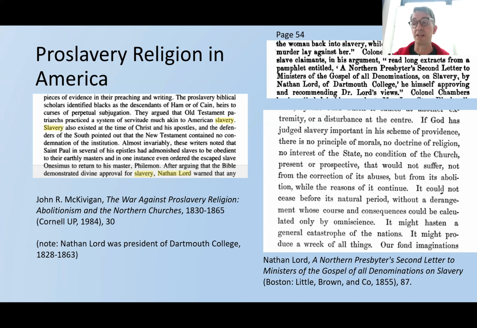The book was published in 1855. He was the president of Dartmouth College, which is still there in New Hampshire. 1828 to 1863 is when he served as the president of that college. Here is part of his argument.